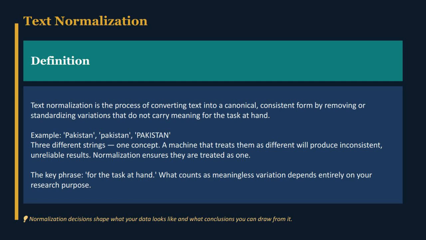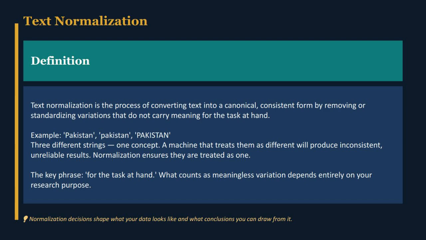Think about it this way. If you are building a search system and a user types Pakistan with a capital letter, then Pakistan with a small letter, and PAKISTAN in all capital letters, they are asking for the same thing. But a machine that treats these as three different strings will give inconsistent results. Normalization ensures that these three forms are treated as one.